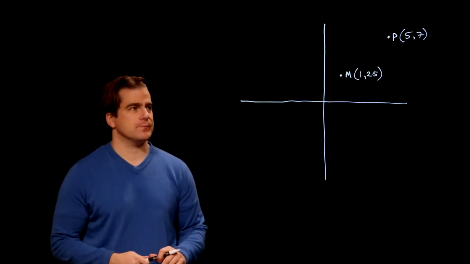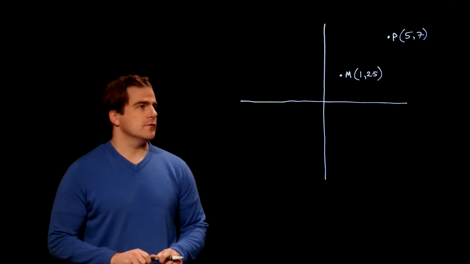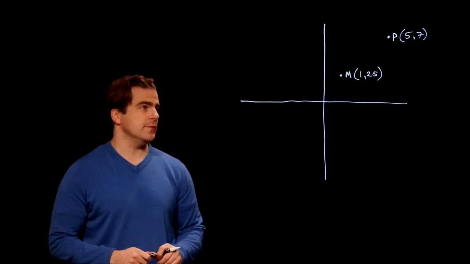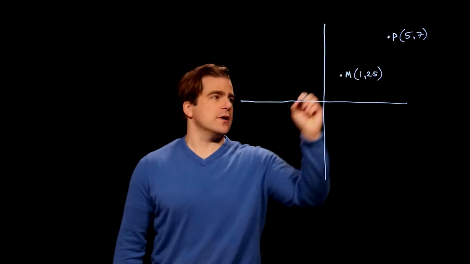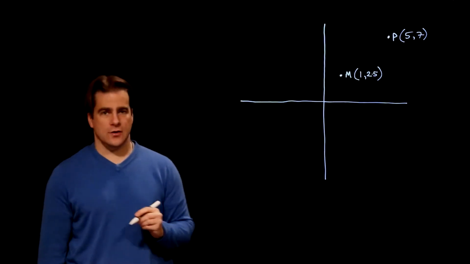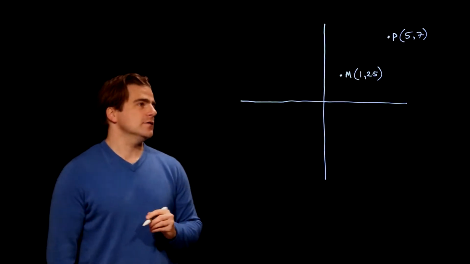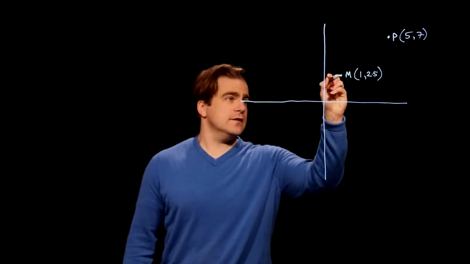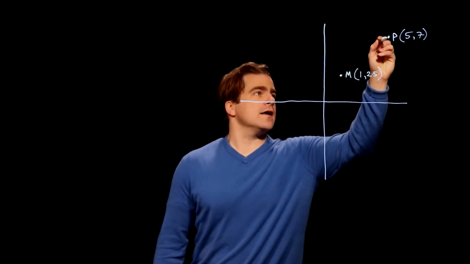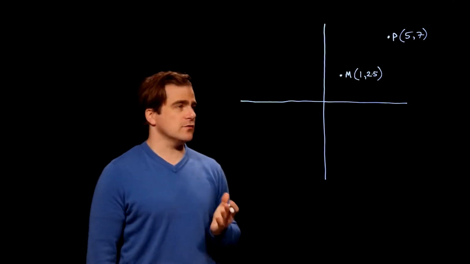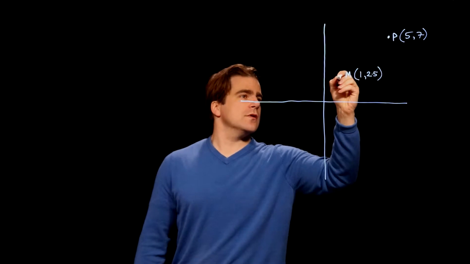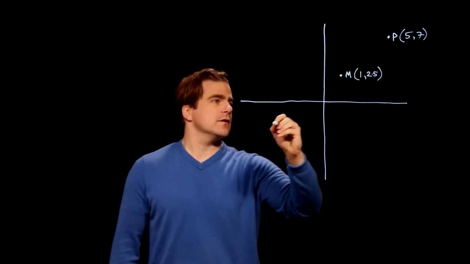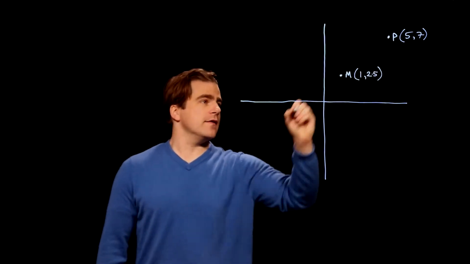Question 10. We've got 2 points, M and P, and we're told that M is the midpoint of the line PQ. So, if that's a midpoint, and there's a line PQ, they haven't told us where Q is, then Q must be over here somewhere, because there's some line and that's the middle point.